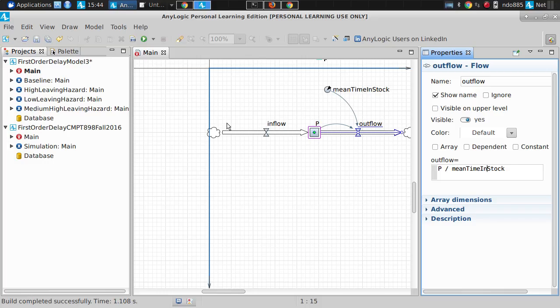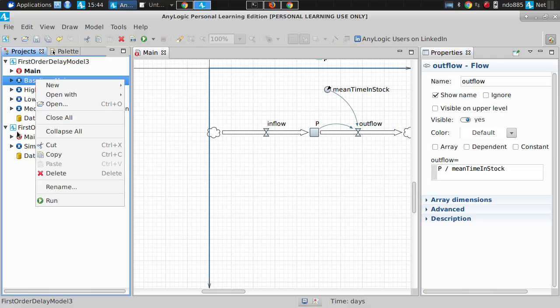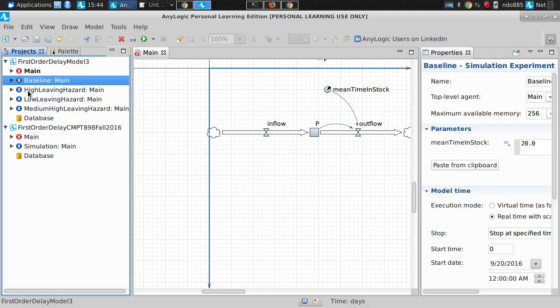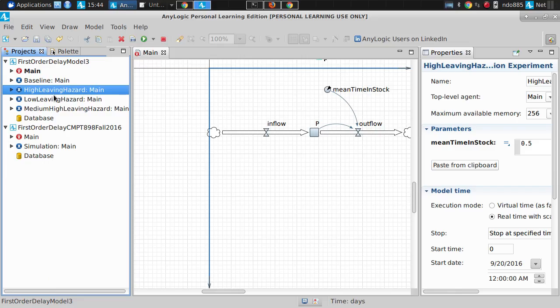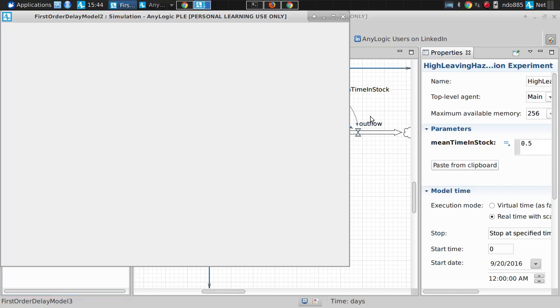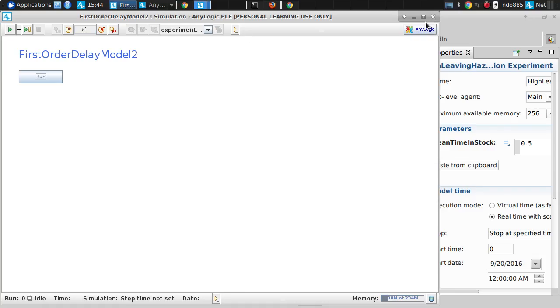Okay, ladies and gentlemen, so we can specify them in either of these ways of expressing them. And we see that, in fact, it is a delay. The outflow here, ladies and gentlemen, is a simple delay of the inflow. We see it most strikingly with this high leaving hazard, right? When we had a high leaving hazard.